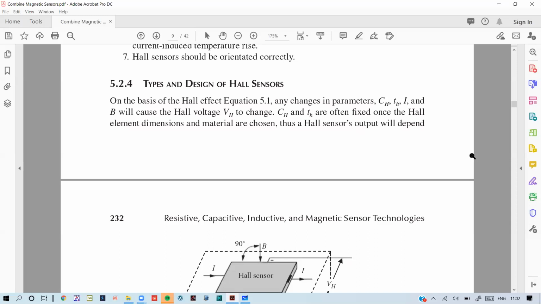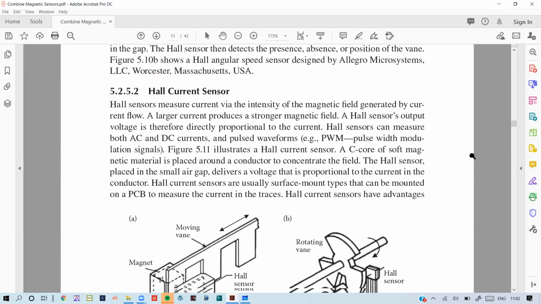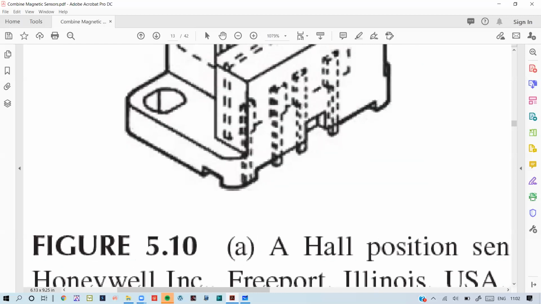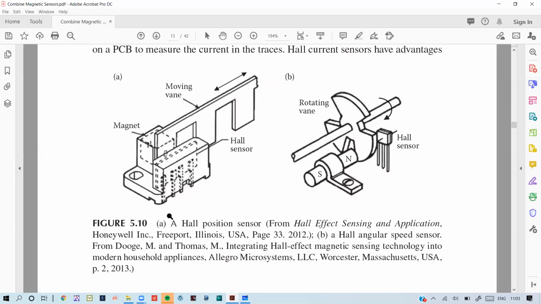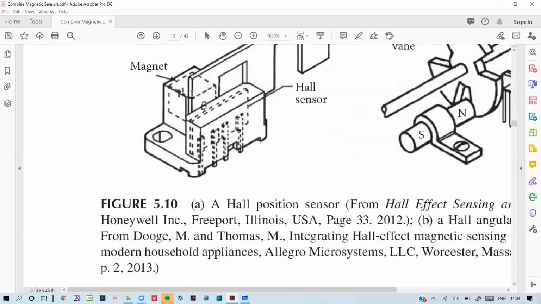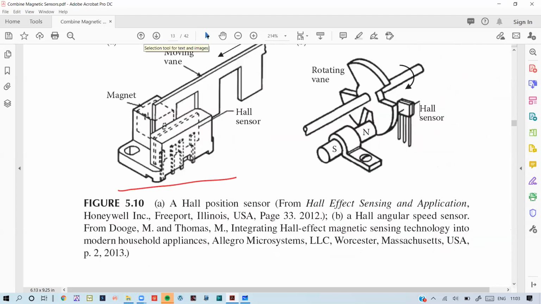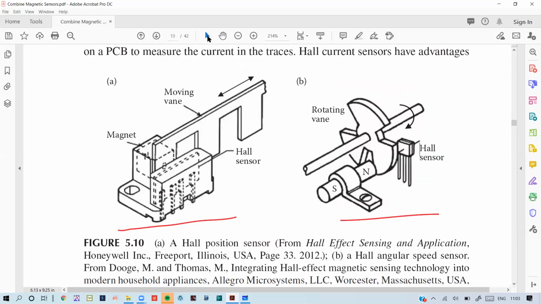There are different designs, vertical configurations. These are the different configurations. You can go through it. This is a Hall position sensor. See here, for example, can you see the figure? Yes. So this is one of the Hall position sensors. This is another one. These are two different configurations, and they have been made by two different companies.